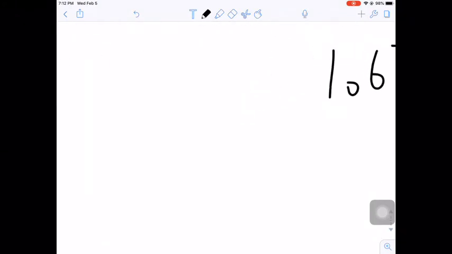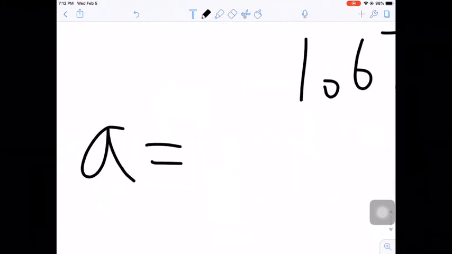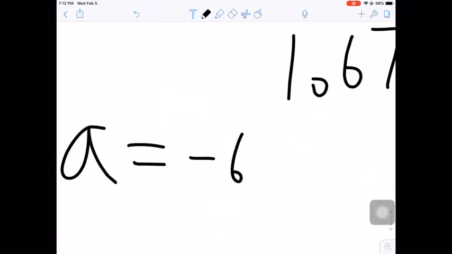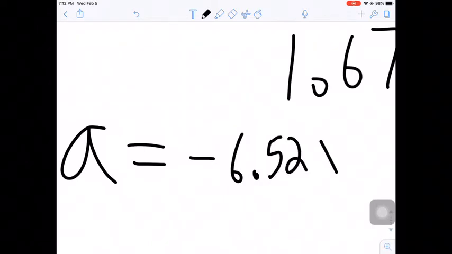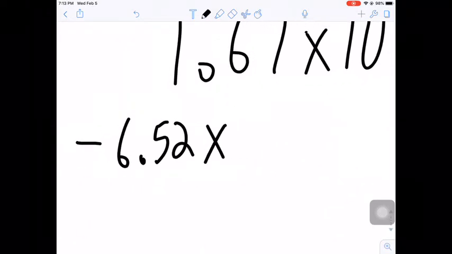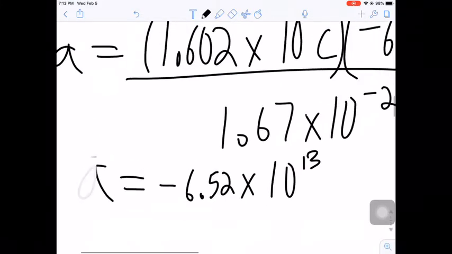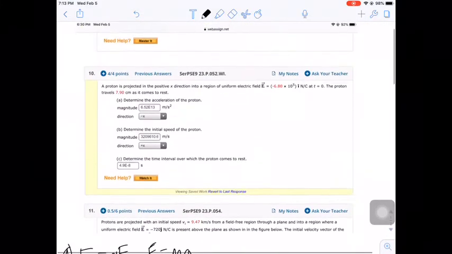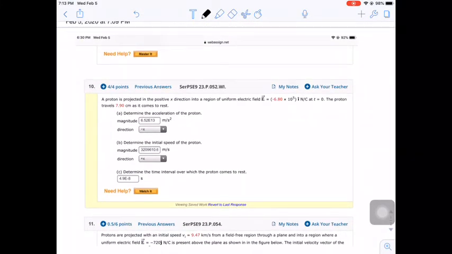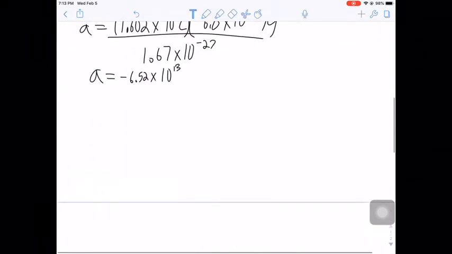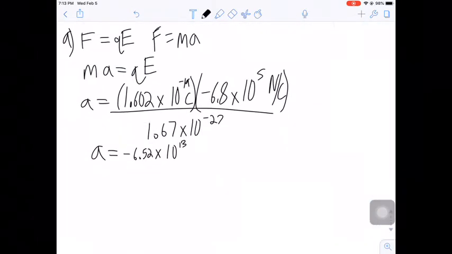So this comes out to be, the acceleration is negative 6.52 times 10 to the 13th. And this actually makes sense because as it comes to rest, you know it's slowing down, so the acceleration should be negative.